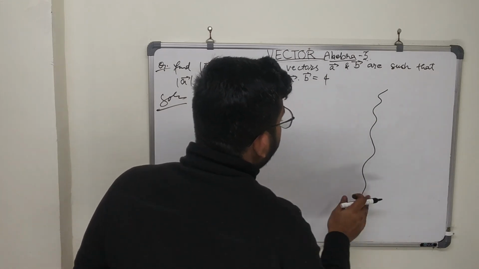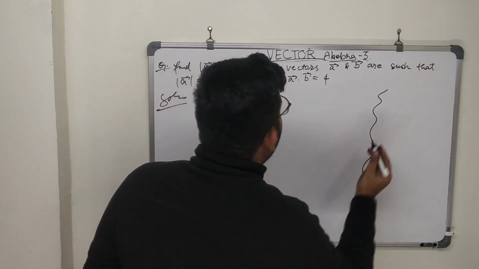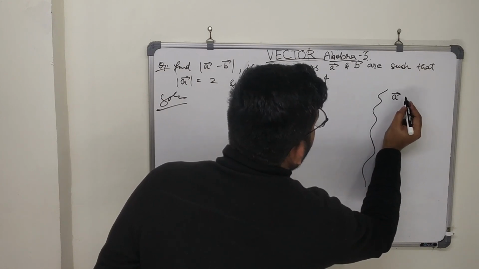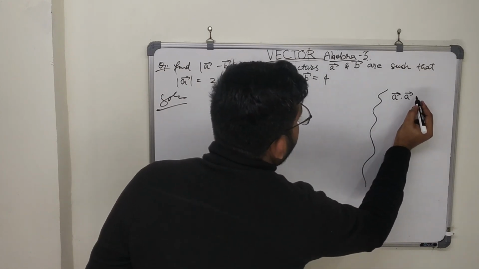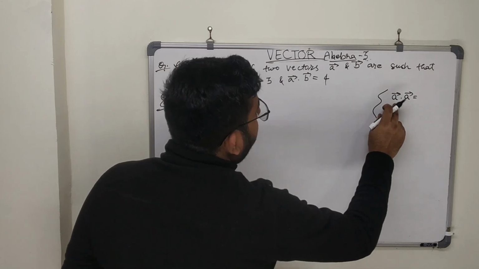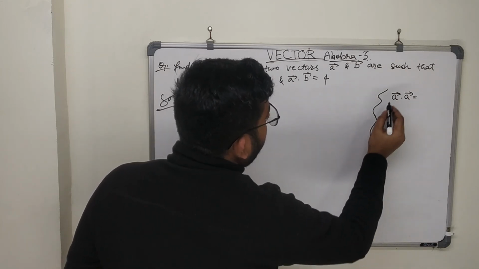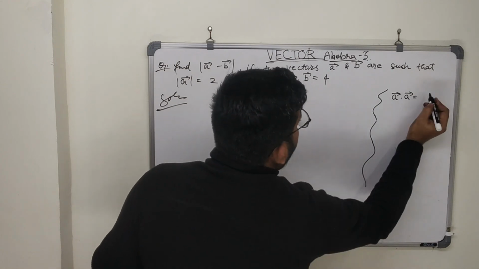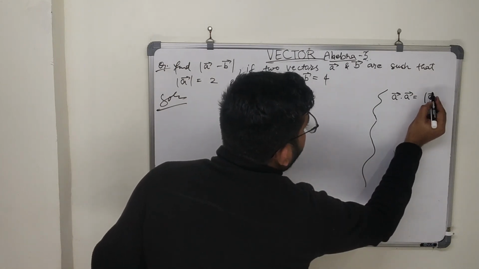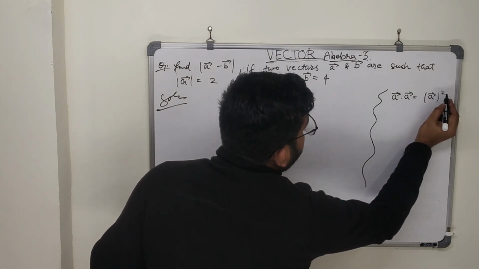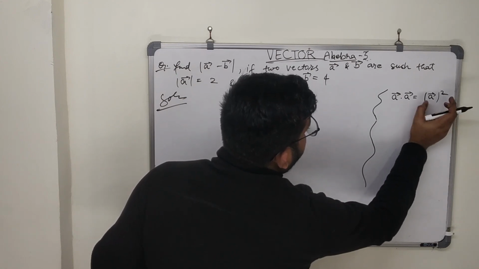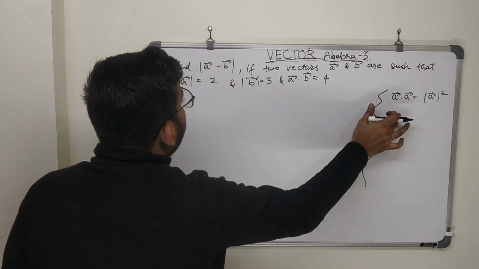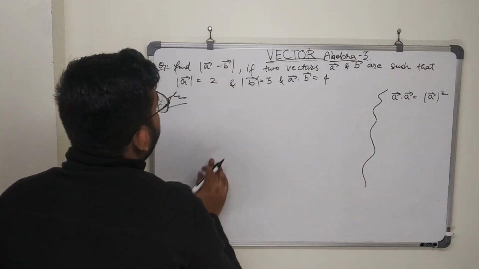While we were studying the properties of dot product, हमने एक चीज पढ़ी थी, that if we find the dot product of a vector with the vector itself, this will be equal to the square of the magnitude of a vector. So using the same concept we will solve this question.